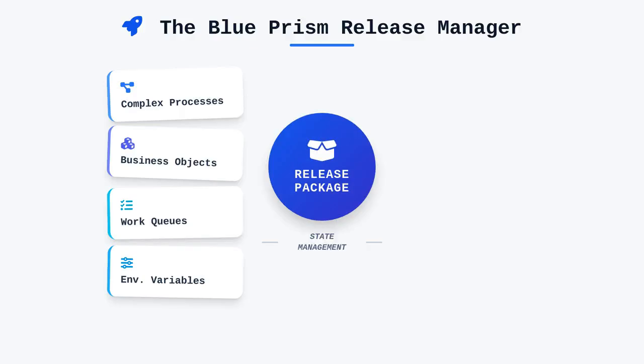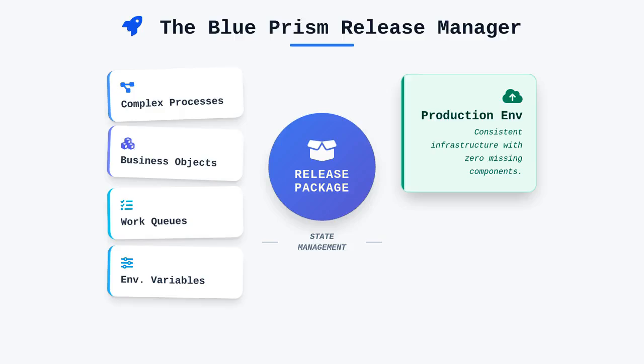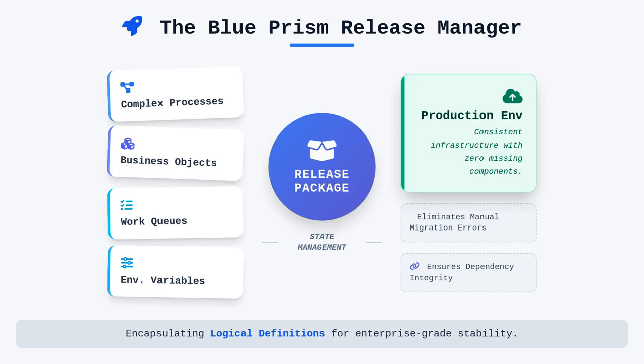By organizing components into a release package, we ensure that every dependency is accounted for, preventing the common missing component errors that arise during manual migrations. This is fundamentally an exercise in state management, where we encapsulate the entire logical definition of our automation to ensure it remains consistent across the infrastructure.